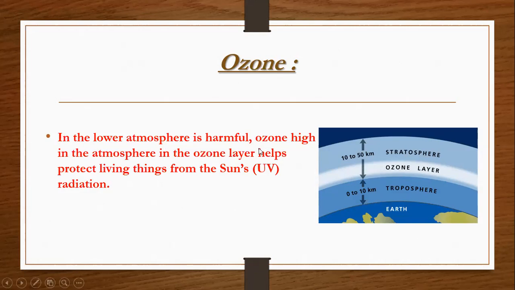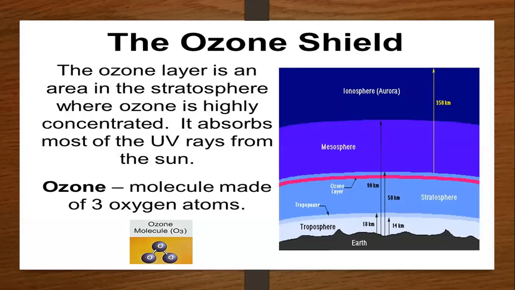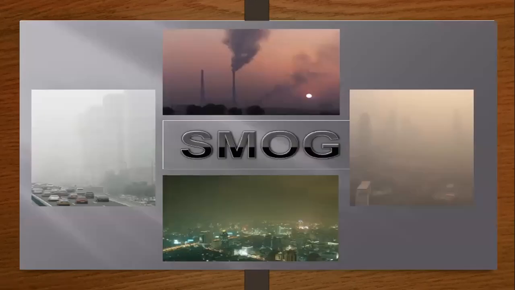So ozone in the lower atmosphere is harmful, but ozone in the upper layers will protect us and other organisms from the sun's ultraviolet radiation. This is what we call the ozone. It's located in the stratosphere, this layer which covers the Earth's surface. It absorbs a large amount of ultraviolet rays from the sun. The formula of ozone is O3. It's made up of three oxygen atoms, if you want extra information.